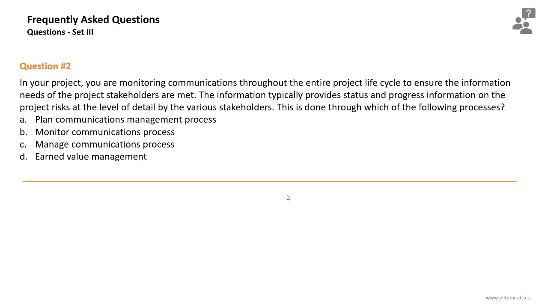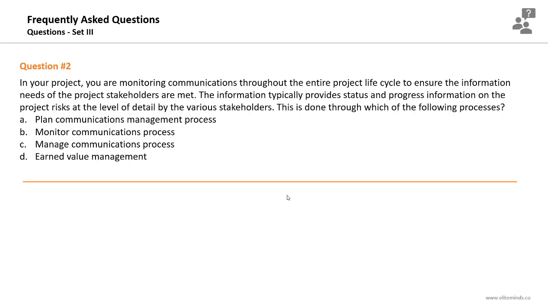Question number 2. In your project, you are monitoring communications throughout the entire project life cycle to ensure the information needs of the project stakeholders are met. The information typically provides status and progress information on the project risks at the level of detail required by the various stakeholders. This is done through which of the following processes?